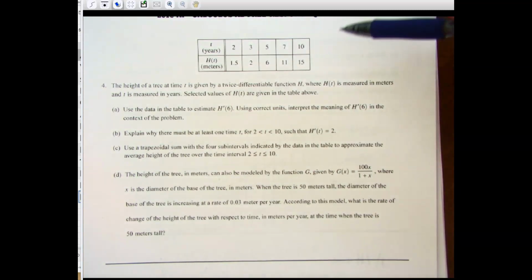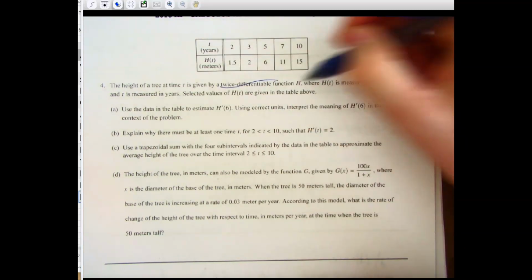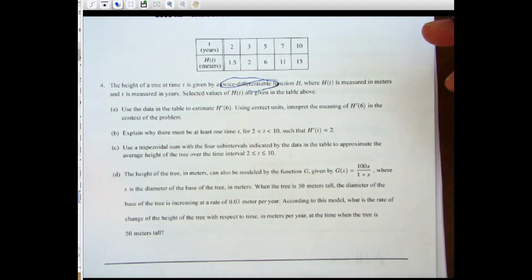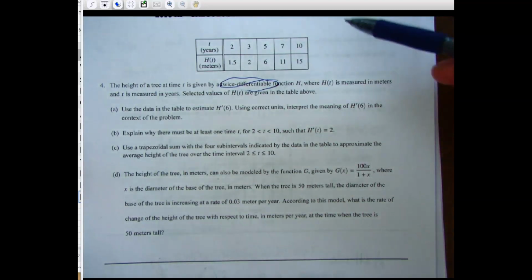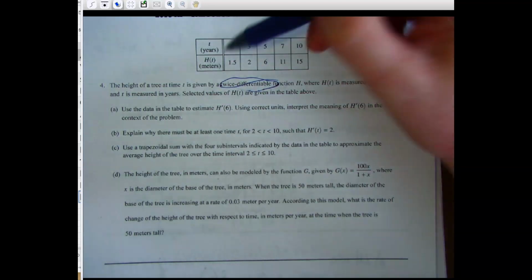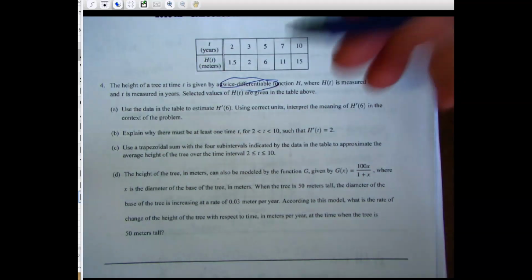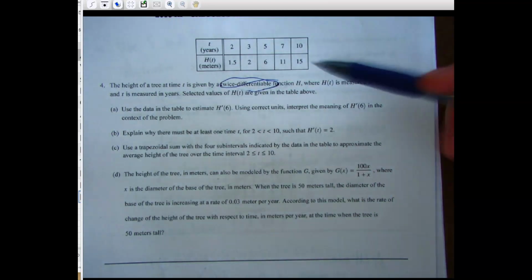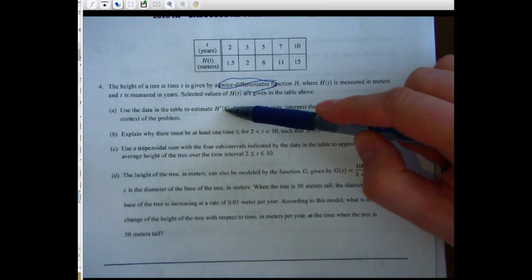All right. Height of a tree. Twice differentiable just means you can take the derivative twice. So it's continuous, it's differentiable, it just means it's an okay function to use, all of our rules are okay here. Use the table to estimate h prime of 6. So this is your h. H prime is the derivative, which is essentially the slope. Or think about it like, h is in meters, h prime is a rate of change.